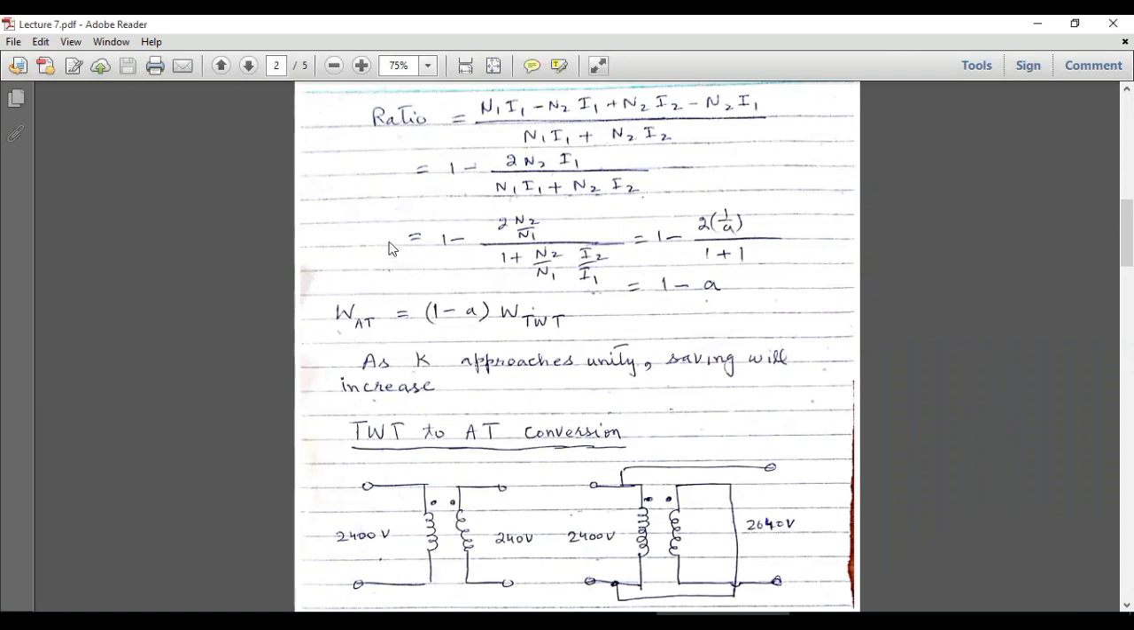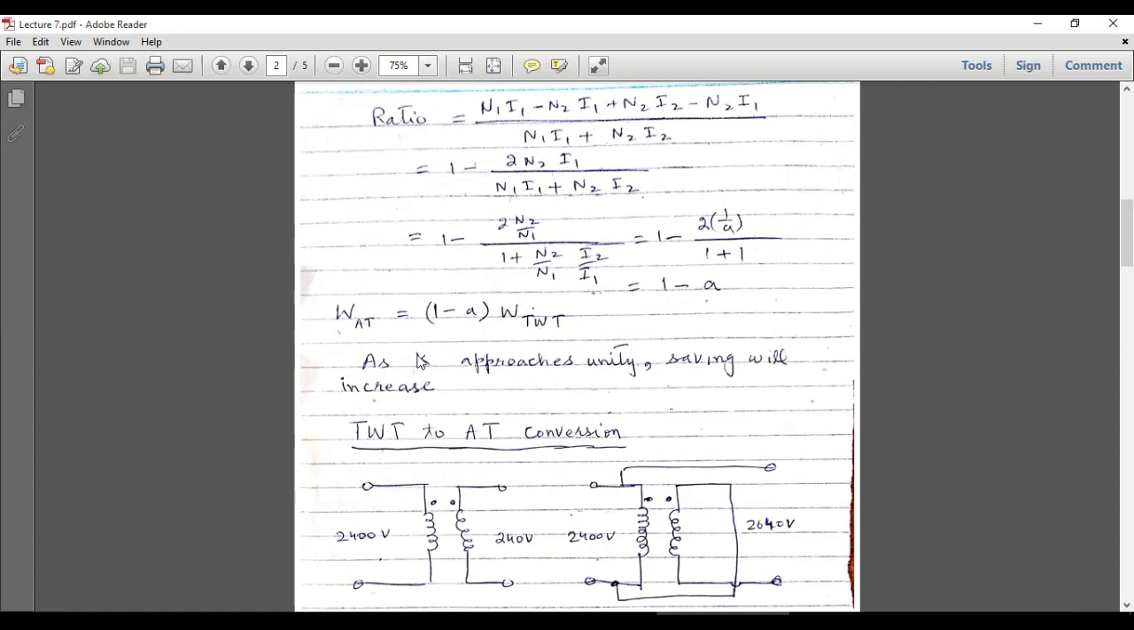So this is the weight of copper in auto transformer divided by weight of copper in a two winding transformer, equal to 1 minus A. So WAT will be equal to 1 minus A times WT. So A is definitely smaller than 1, and 1 minus A will also be less than 1. So it means WAT will always be smaller than WT. So weight of copper in an auto transformer is always smaller than weight of copper in a two winding transformer. So this WAT is equal to 1 minus A times WT.